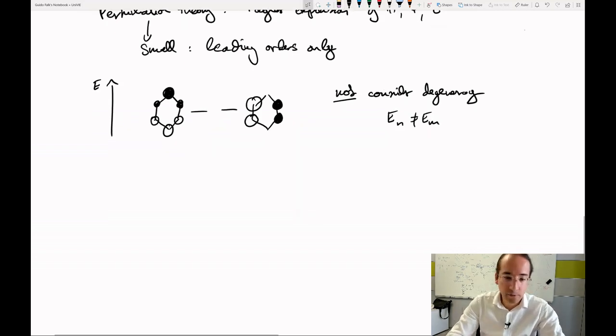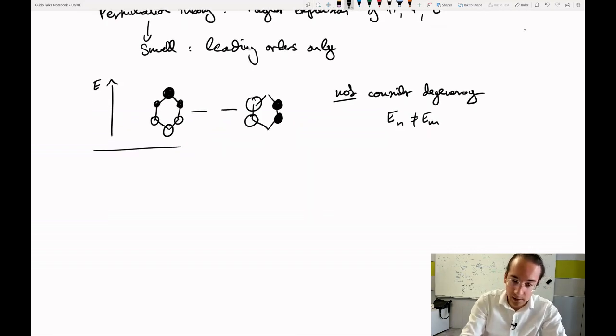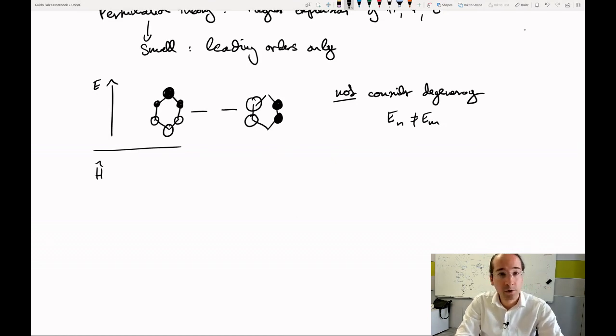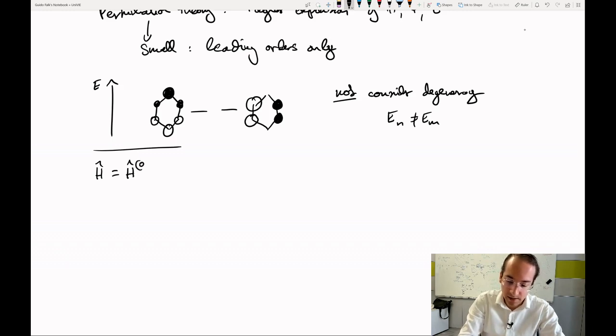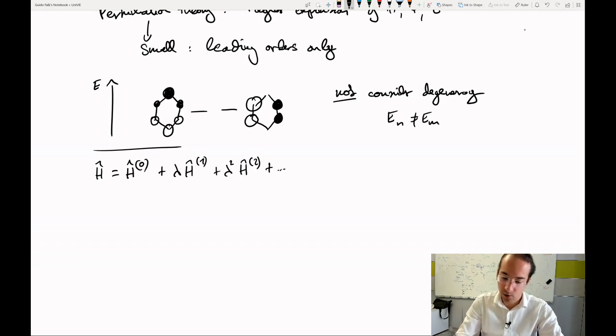Now, let's do the formal Taylor expansion. So let's say we have our Hamiltonian, the Hamiltonian of the target, and this one, without lambda as index, is the Hamiltonian of the reference. I will write the first terms explicitly. So this is lambda times the first perturbation, and then lambda squared times the second order perturbation.